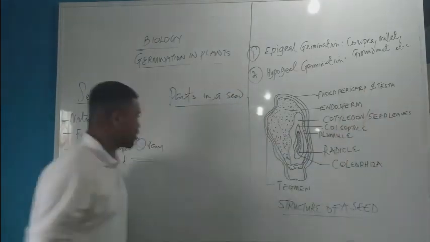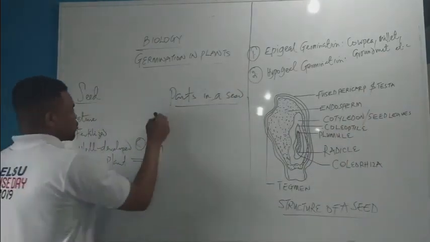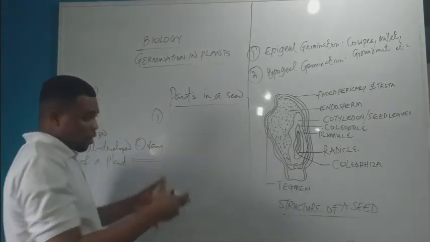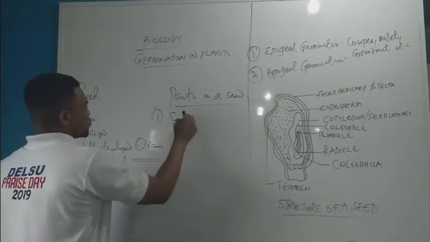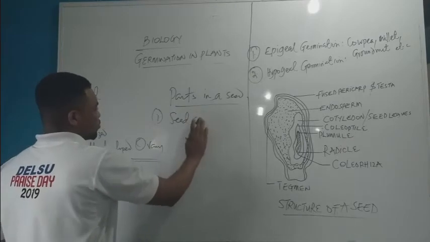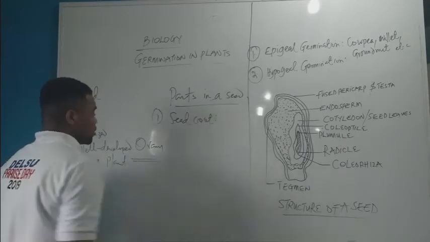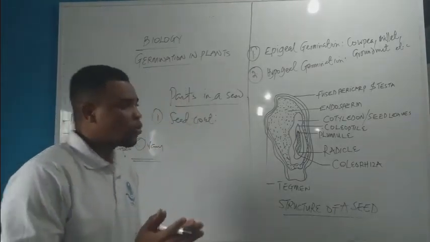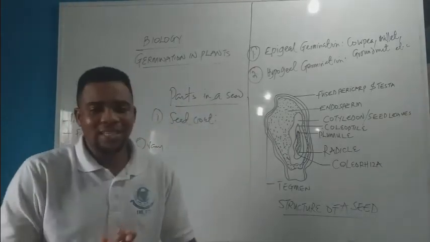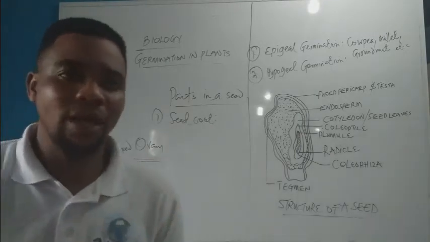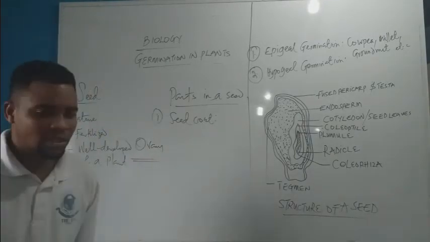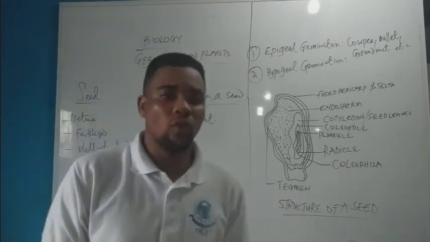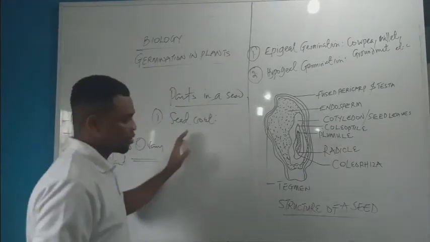Other parts serve as protective covering: the internal part known as the tegmen and the external part known as the testa. The first one we will discuss is the testa and tegmen, under one part known as the seed coat. What is the function of the seed coat? The seed coat helps to protect the internal embryonic structure of the seed. That's the function of the seed coat.